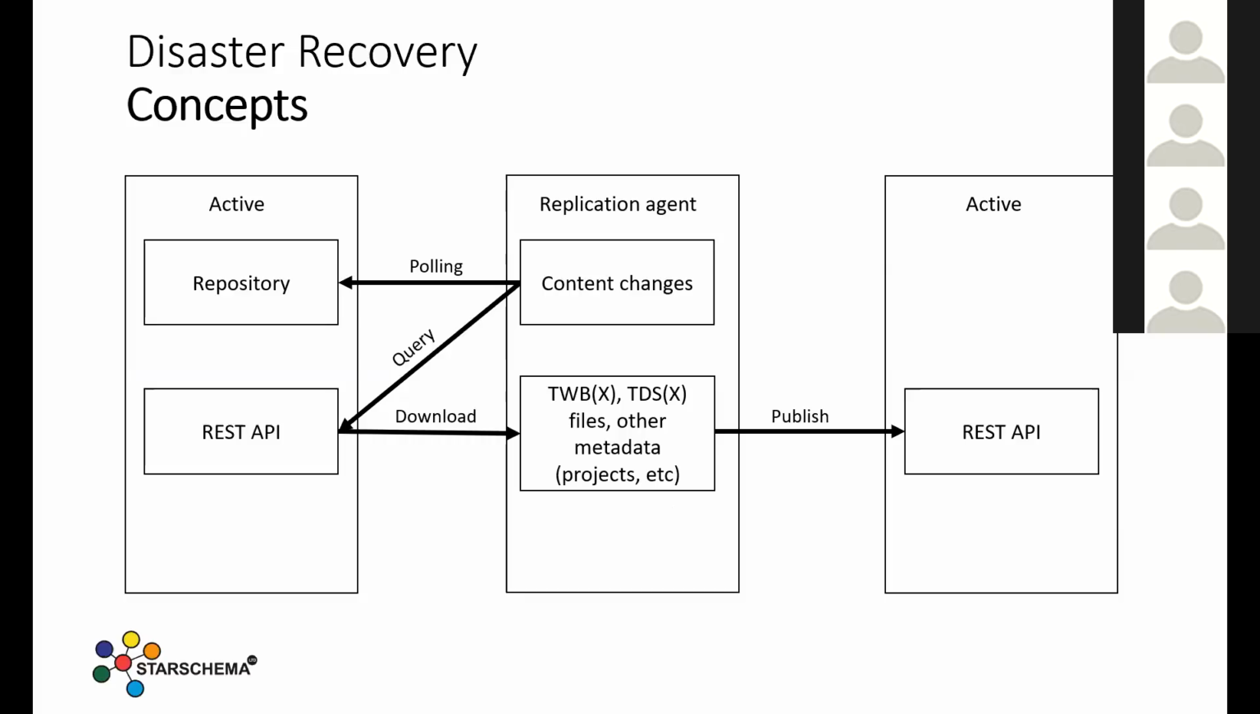In this concept, it's using the Tableau Server's REST API to replicate data between 2 clusters. In the first column, you will see the active cluster having the repository being pulled by a replication agent, which is a theoretical tool for content changes. After the query is served by the source server's REST API, it can trigger a download event for workbooks and data sources and other types of metadata like projects being created, users added, etc. And then going through the process of publishing it on the target, disaster recovery cluster's REST API.